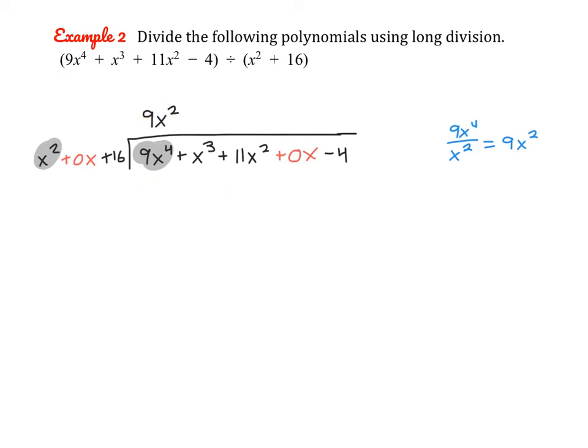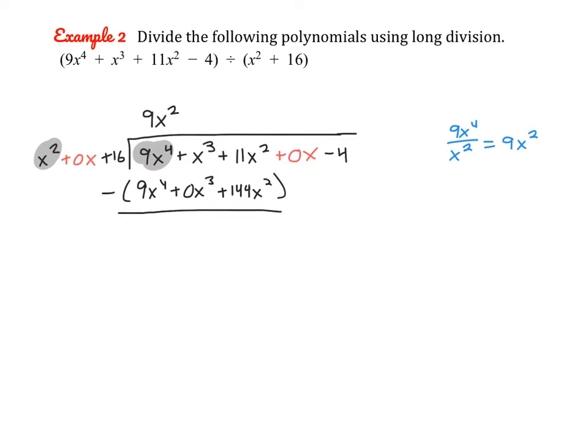So we do 9x squared times x squared gives you 9x to the 4th. 9x squared times 0x gives you 0. We'll say 0x cubed, so you can see that the terms match up. So we have something to add with the other x cubed term. And then we have 9x squared times 16, which gives you 144x squared. So from here, we're going to subtract.